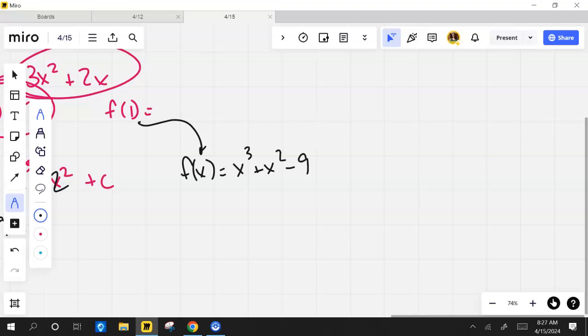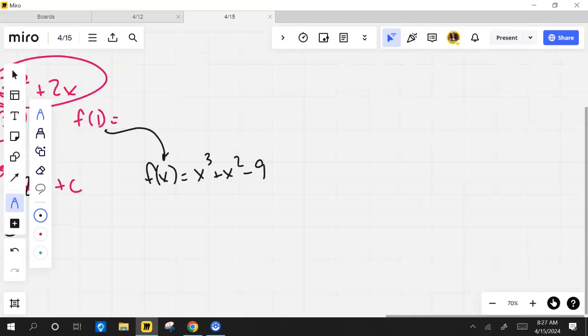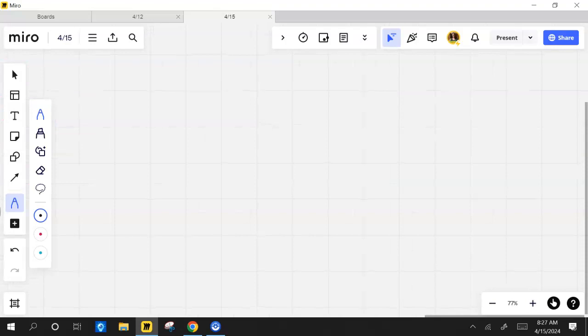7, particle motion. I thought 7 was a little involved. Y'all need 7? The particle moves along the x-axis so that any time when t is greater than 0, its acceleration is... Yeah, I got bogged down on this one.